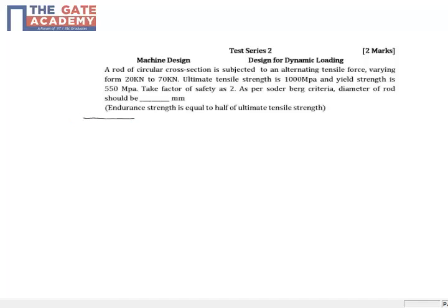Okay, so let's discuss a question from fatigue. This is basically design of dynamic loading. A circular shaft is there where you have an alternate axial load, a tensile force, which is varying from 20 kilonewton to 70 kilonewton, right? So it's an alternate loading.